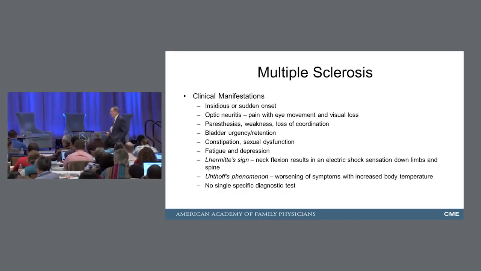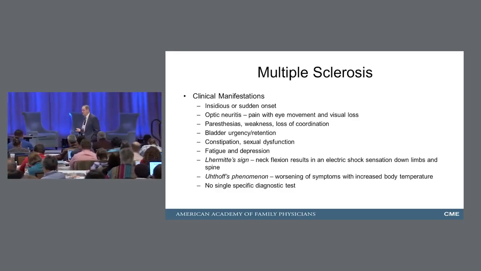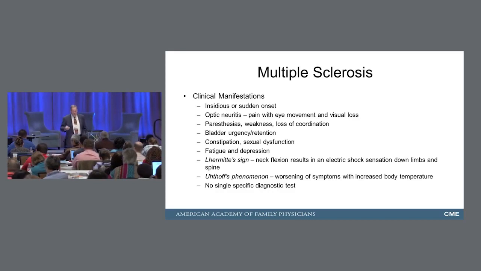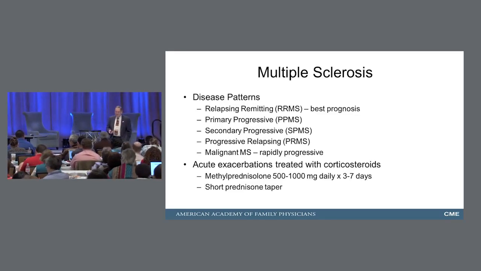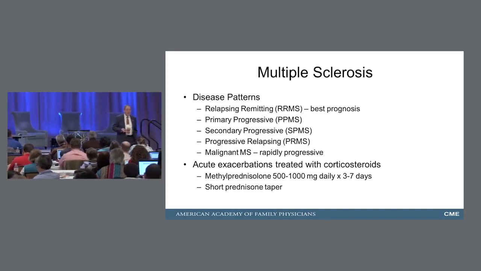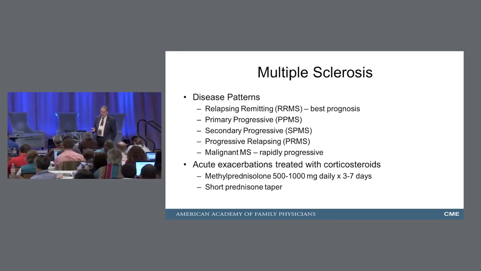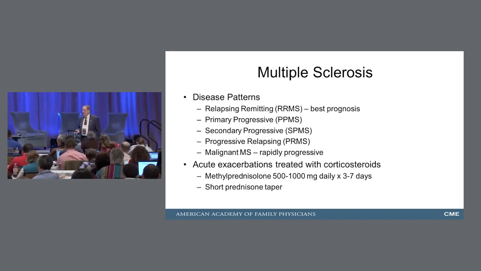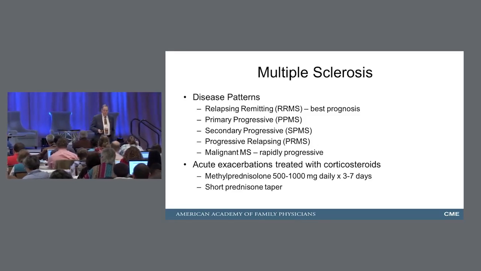And Uhthoff's phenomenon is a person who would sit in a hot tub or a hot bath, and their symptoms get worse. The disease patterns, the most common is the relapsing, remitting. It also has the best prognosis, thankfully. There are others, and as you go down this list, the prognosis worsens.